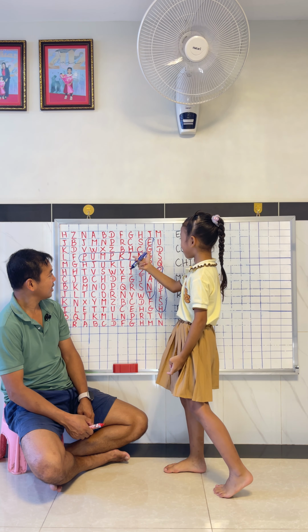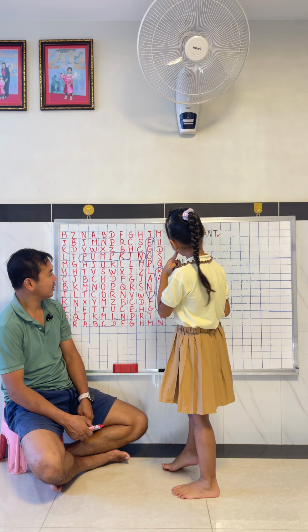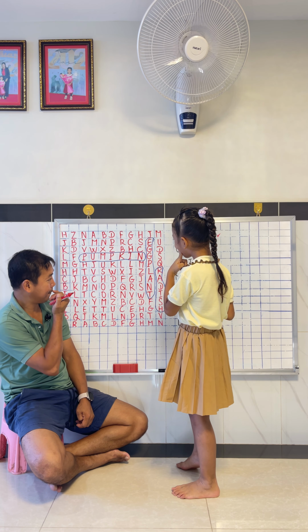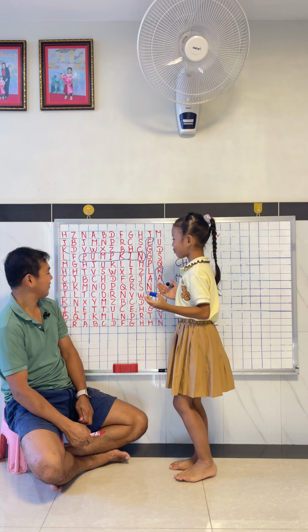But I see pumpkin first. Yeah, already found. A, B, D again. A, B, O, A, B. I always see A, B.